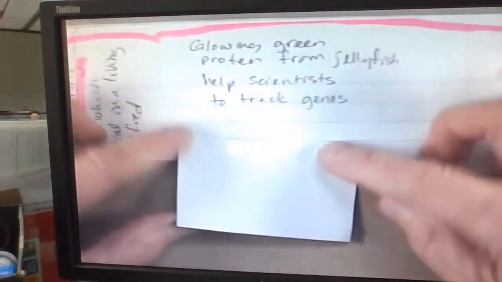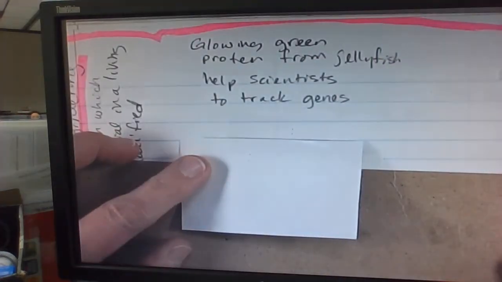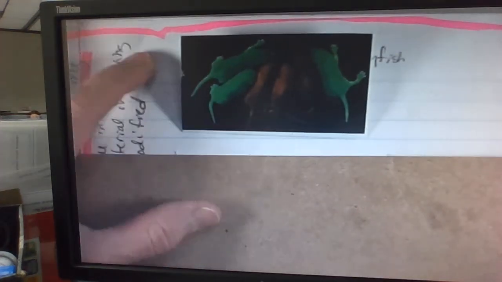These mice, rats, mice, they're glowing green because of that protein from jellyfish.